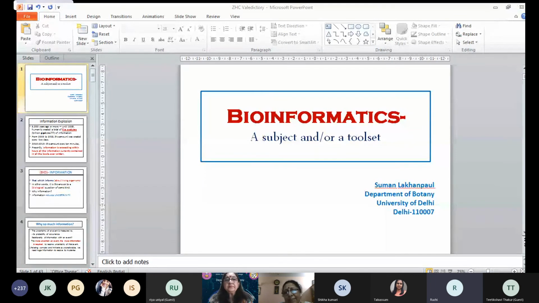So the first thing is just to warm up to the topic. Why bioinformatics? There's a very interesting data I have that, until 2003, from 5,000 years from then backwards, humanity had created a total of 5 exabytes. I can't even explain how much that is, but trust me, it's a lot.